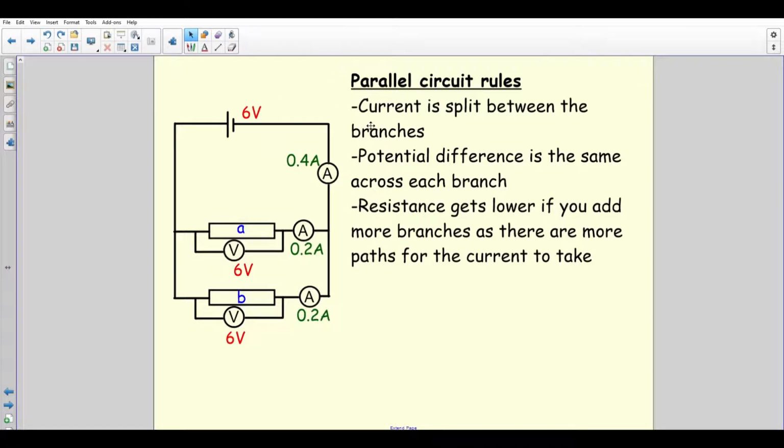So in a parallel circuit, the current splits up between the branches. Again, I've done this in an equal way, but it's not always equal, and I'll go through that in a minute. In this case, 0.4 amps splits up into 0.2 and 0.2 because there's two branches.